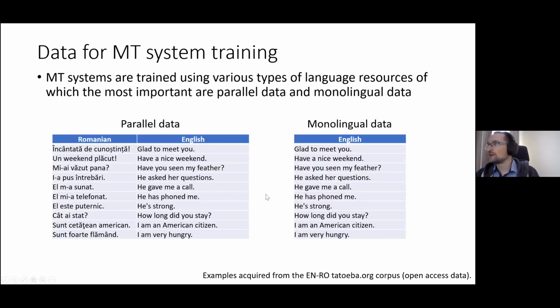So the data that we use to train MT systems can be parallel or monolingual, and we sometimes use also term collections for MT system training. But in most cases, we have either parallel data available only, or it comes also with some monolingual data. Here you see examples of both.